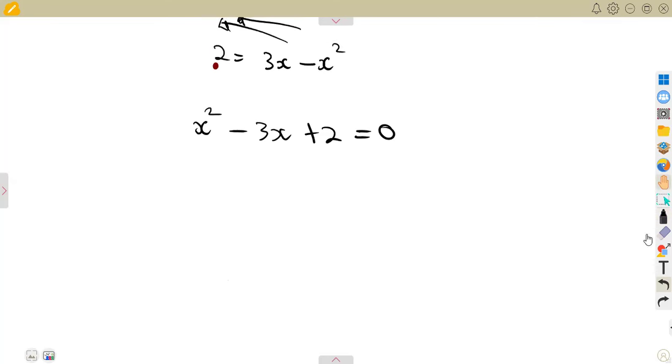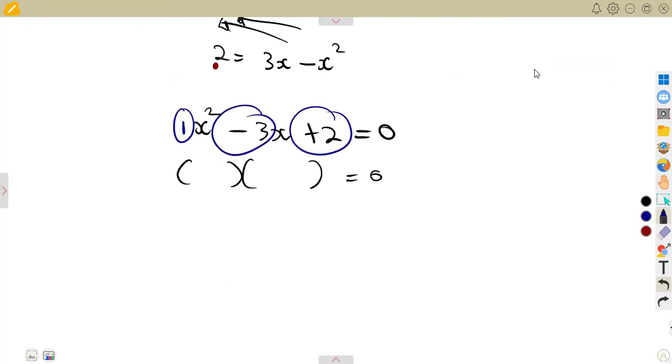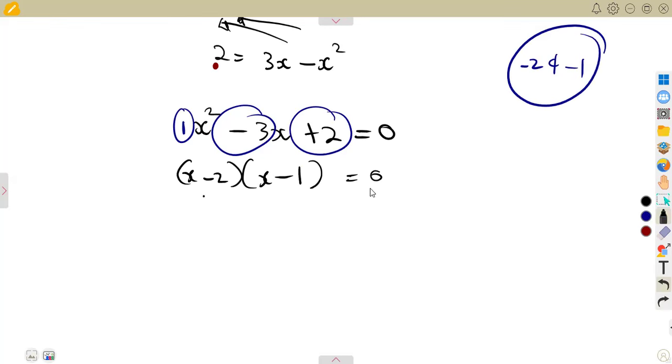If you are someone who is used to the formula, just use the formula, it's fine. That's 1 here, factors of 2 which give us -3. That's -2 and -1. If you multiply these, you get +2. If you add them, you get -3. So that's x there. So one of these brackets must be 0. So x will end up being 2, or x will be +1.